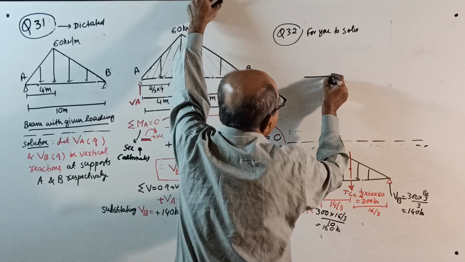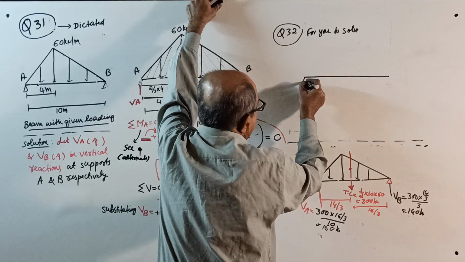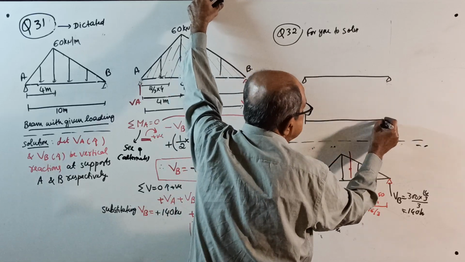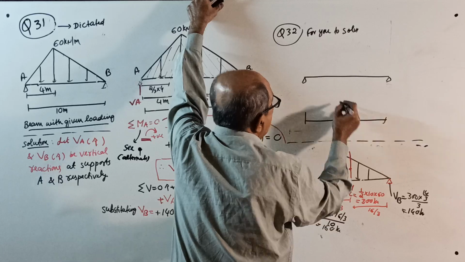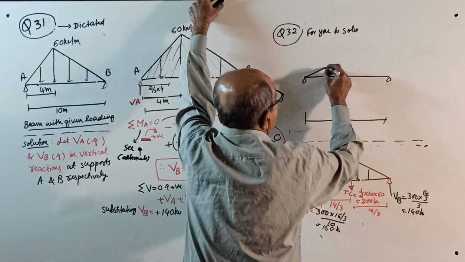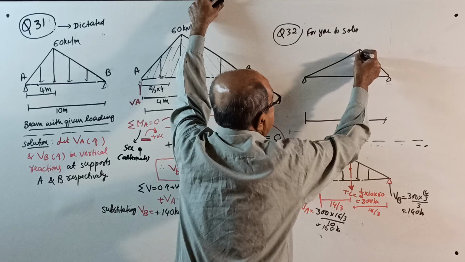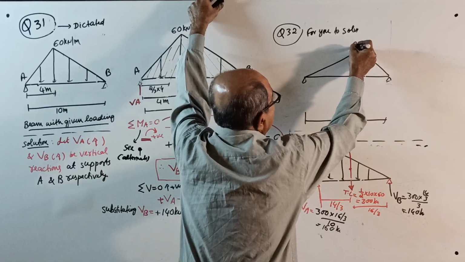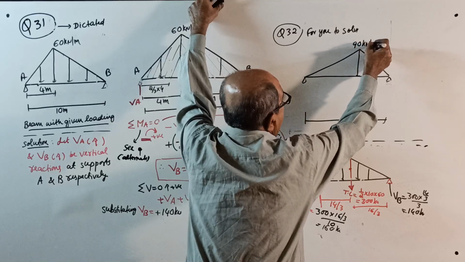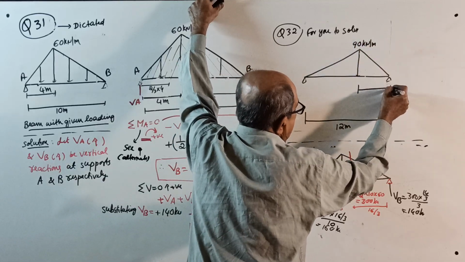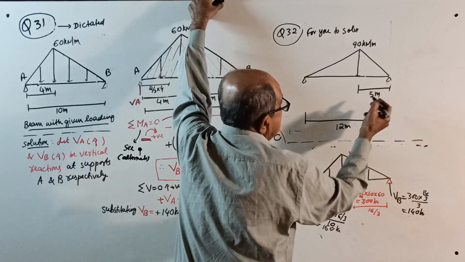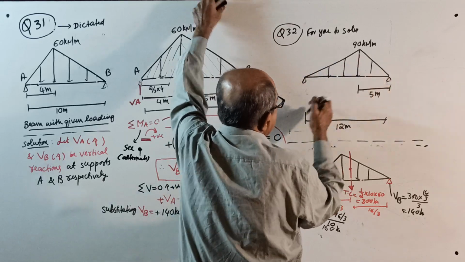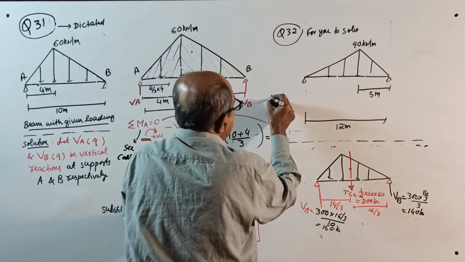A simply supported beam of span, any span will do, of span 12 meter is loaded by a uniformly varying load of intensity 0 at both ends and a maximum of 90 kilonewton per meter at a distance of 5 meter from the right end. This is 5. So this will become 7 meter. Okay. Find reactions.